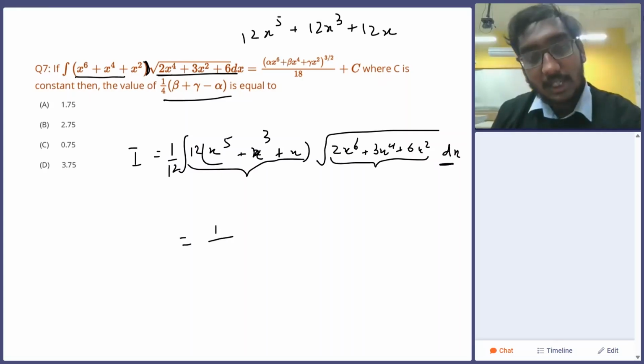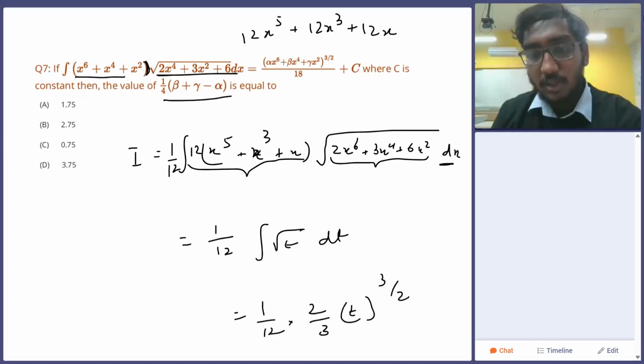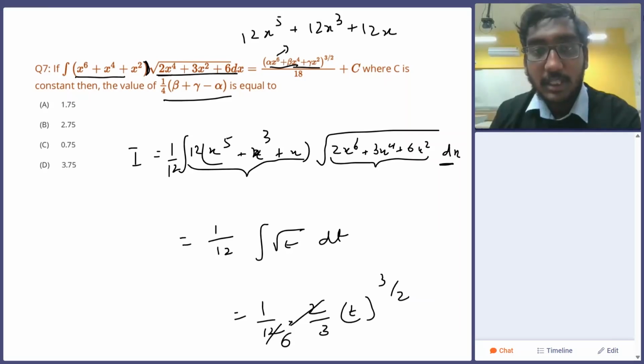Basically the integral will be transformed to 1 upon 12 times integral root t dt. And it will be what? 1 upon 12 times t root t, right? Or t power 3 by 2. Correct? So that is the same as 1 by 18 into t power 3 by 2. That is 1 by 18 into this particular function power 3 by 2. That means this particular function is the same as our t.